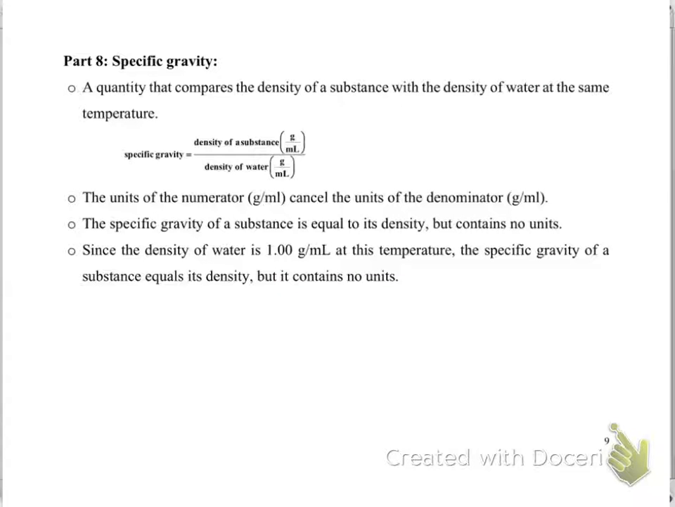Specific gravity. It is a quantity that compares the density of a substance with the density of water at the same temperature. So specific gravity is basically the density of a substance divided by the density of water, and the density of water is 1.00 grams per ml. So I should say the specific gravity has no units. Why? Because we have grams per ml on the top and grams per ml on the bottom. So I can say the specific gravity is equal to the density of the substance but with no units.